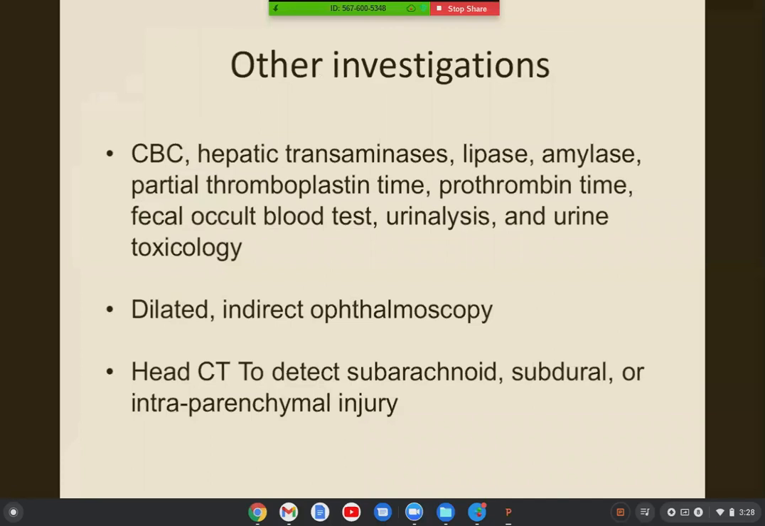To rule out metabolic and nutritional disturbances and other associated injury to other organ systems, evaluate by doing CBC, transaminases, lipase, amylase for pancreas, PT, APTT, fecal occult blood for GI and liver injuries, urine analysis for urogenital tract injury, urine toxicology for associated trauma and toxicology, dilated indirect ophthalmoscopy to look for retinal hemorrhages, and head CT if the sensorium is not right, to detect subarachnoid, subdural or intraparenchymal injury.